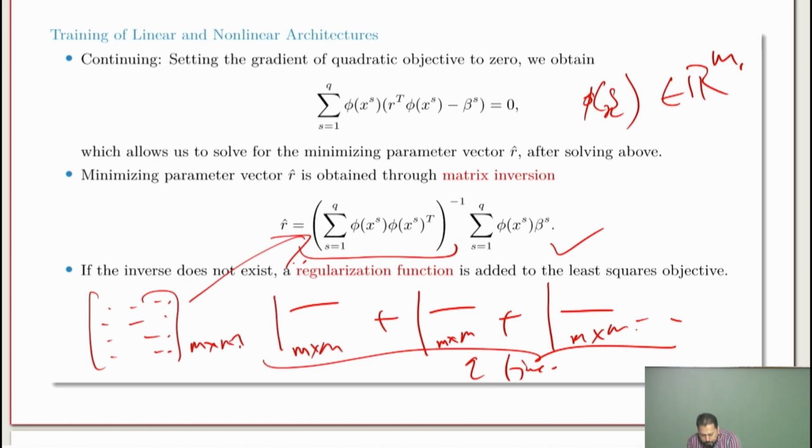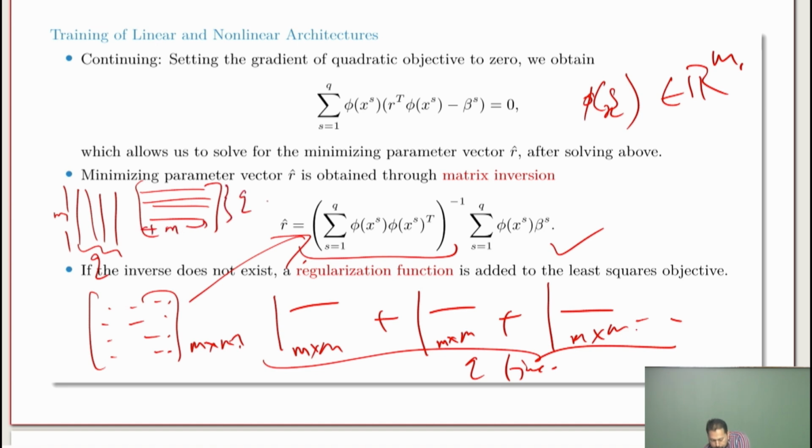You could have done this as one matrix as well, right? So this is q times, in matrix form. So this is like q of these, but these are each of length m, and there are q of these. So overall, it is an m by m matrix.